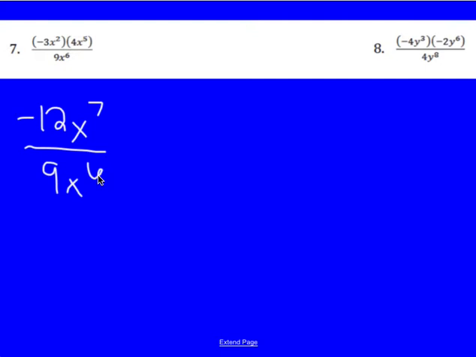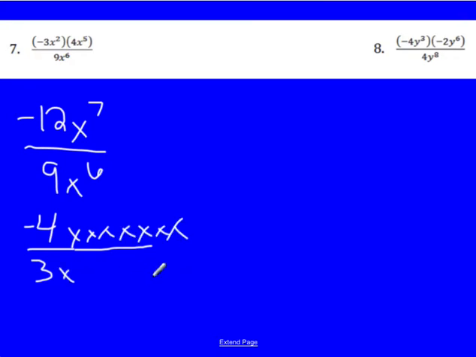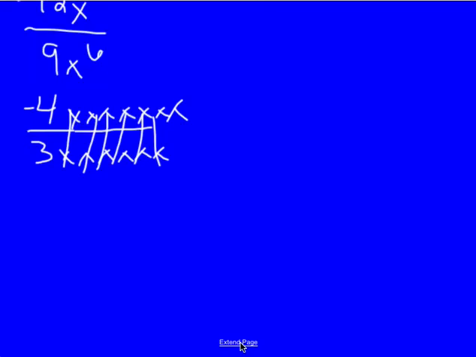Negative 12 and 9 are both divisible by 3, so you end up getting negative 4 over 3. So then we're going to have 7 x's over 6 y's. So we have 1, 2, 3, 4, 5, 6, 7. 1, 2, 3, 4, 5, 6. So now we need to go ahead and cancel some of that out. So we can cancel here, here, here, here, here, and here. So we're left with negative 4 and just an x on top, and then divided by 3.